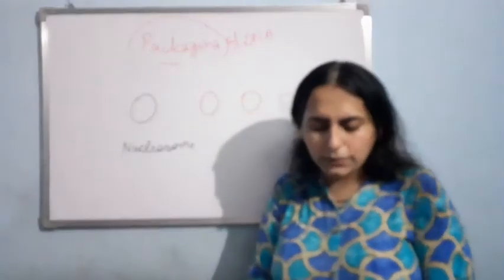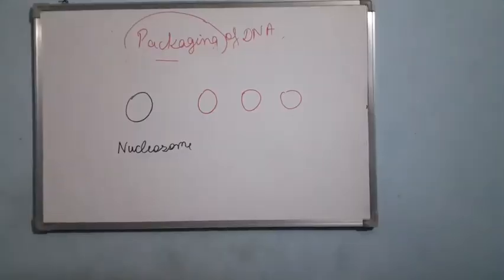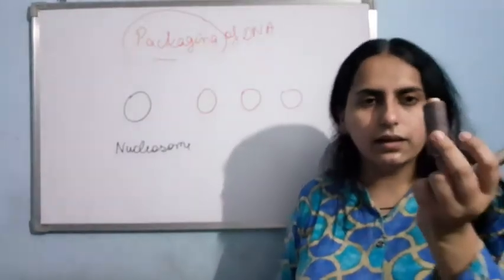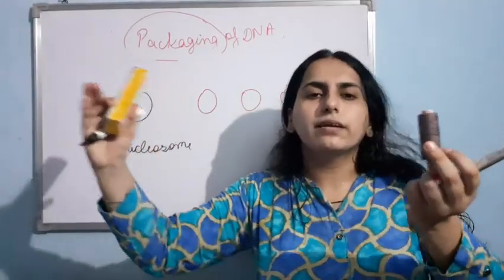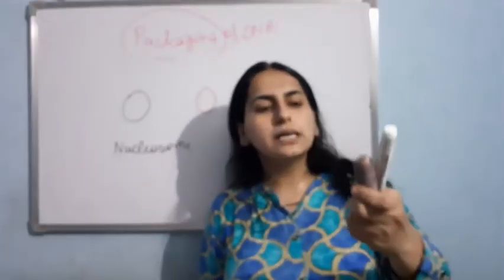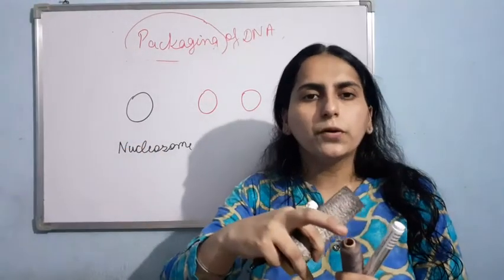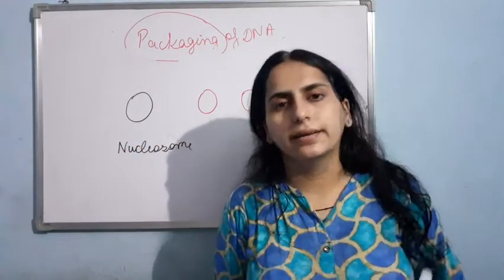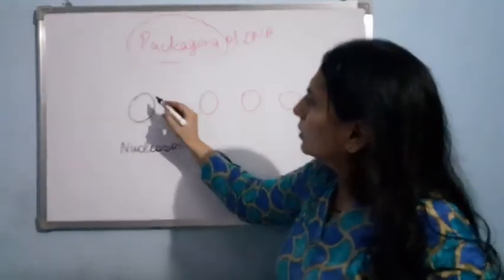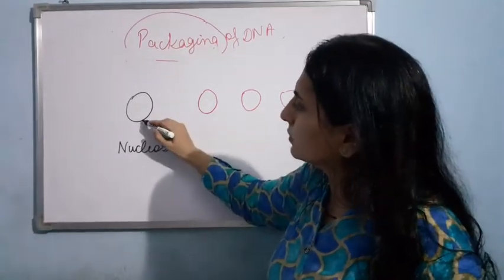Clear? Now you can imagine like this reel. Like this reel, if I have so many different reels and they are joined together. Am I clear? What is this? Basically this reel represents the nucleosome here: histone proteins and the DNA wrapped over. Now, these are connected with the help of linker DNA, like this.